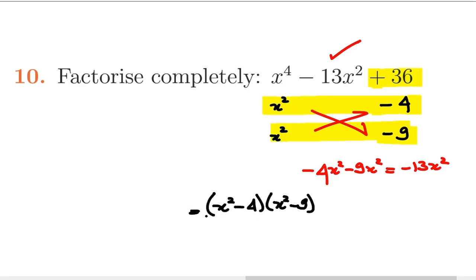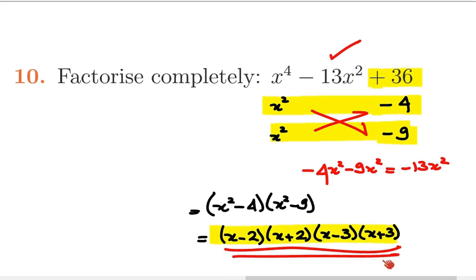Let's continue since this is a factoring problem. x minus 2, x plus 2, x minus 3 and also x plus 3. That was our answer. Do we have an agreement?